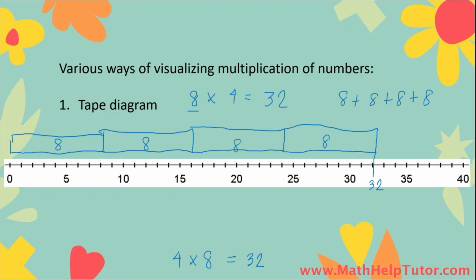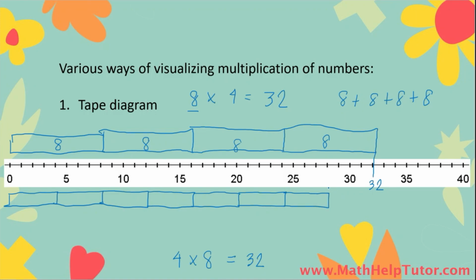So let's try to draw strips that are 4 numbers long. Okay, that's 1, 2, 3, 4. That's our first strip. Our second strip is 1, 2, 3, 4. Our third strip. Our fourth strip. The fifth strip. That's the sixth strip. That's the seventh strip. That's the eighth strip. And you can see that we arrive at the same answer, which is 32.